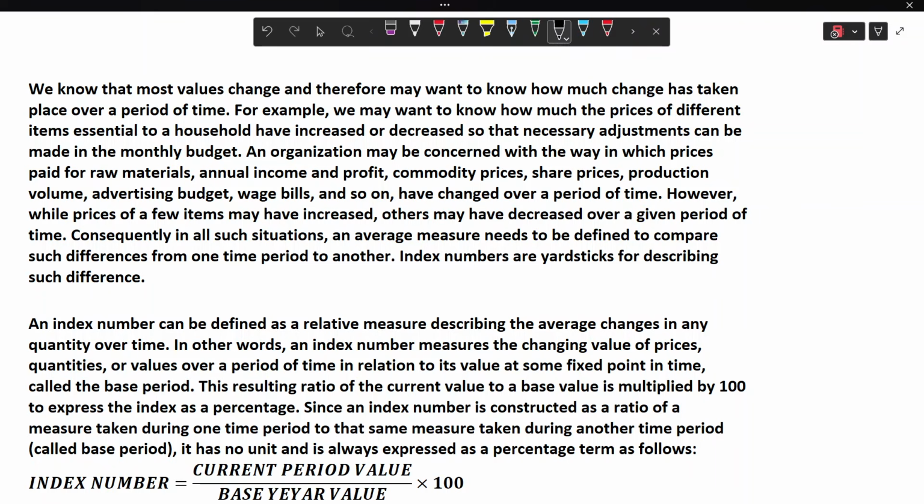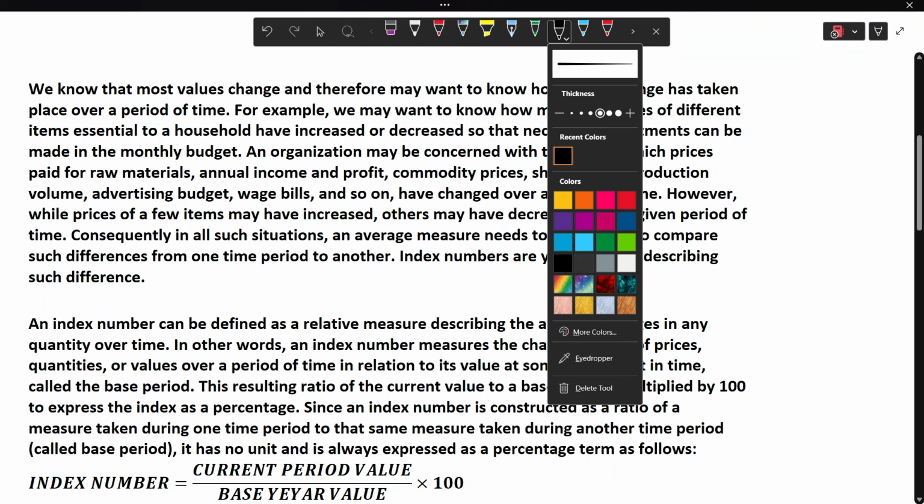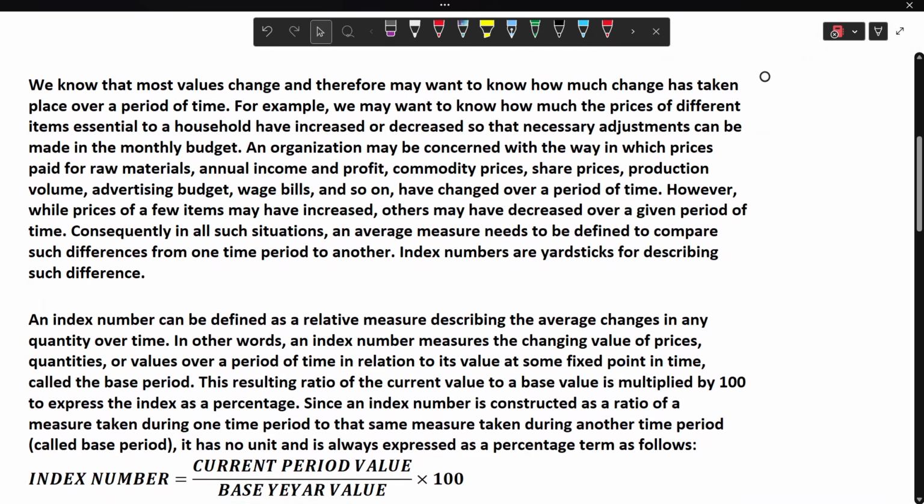So now what is index numbers? Index numbers can be defined as a relative measure. It's a relative measure describing the average changes in any quantity over time. In other words, an index number measures the changing value of prices, quantities, or values over a period of time in relation to its value at some first point in time called the base period.